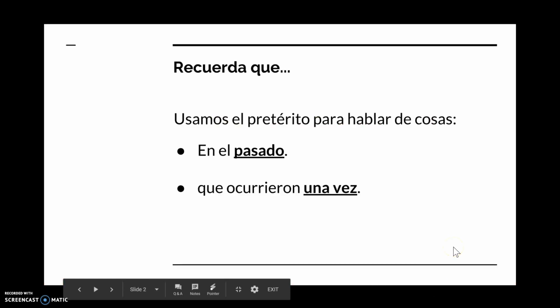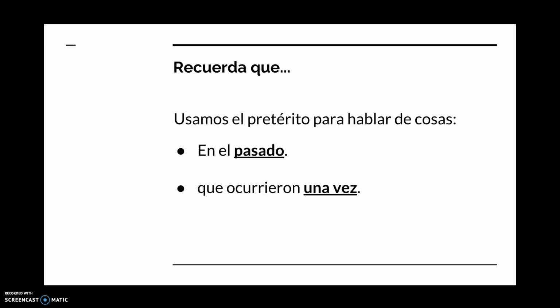The first things you should know, and take a look at step A on your notes, is you should remember that, or recuerda que, usamos el pretérito para hablar de cosas en el pasado. So we use the pretérito to talk about things that are in the past. It is one of the two past tenses. And que ocurrieron una vez. That happened one time. This is your most basic rule for using the preterite, something in the past that happened one time. These rules will get more complex as the year goes on, but this will still really be one of the most important things for you to remember. Things that happened in the past and that happened one time.